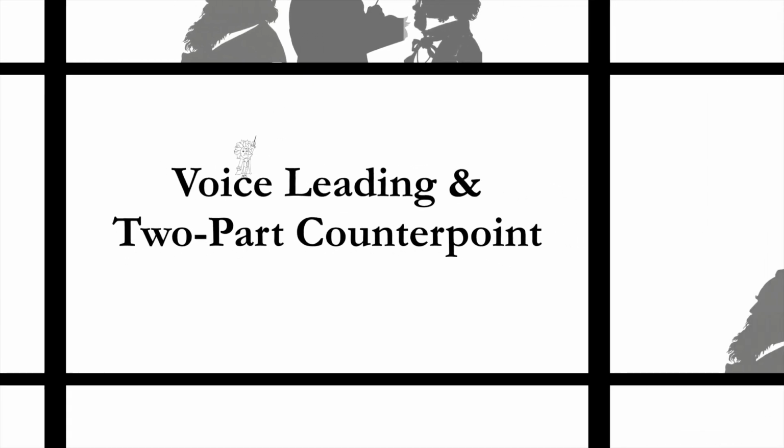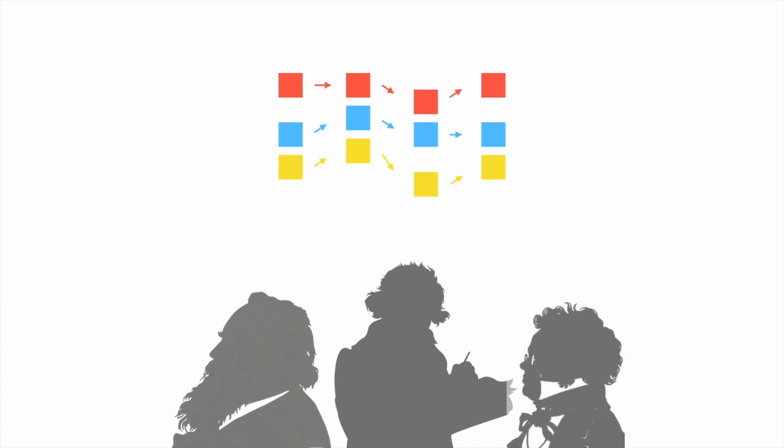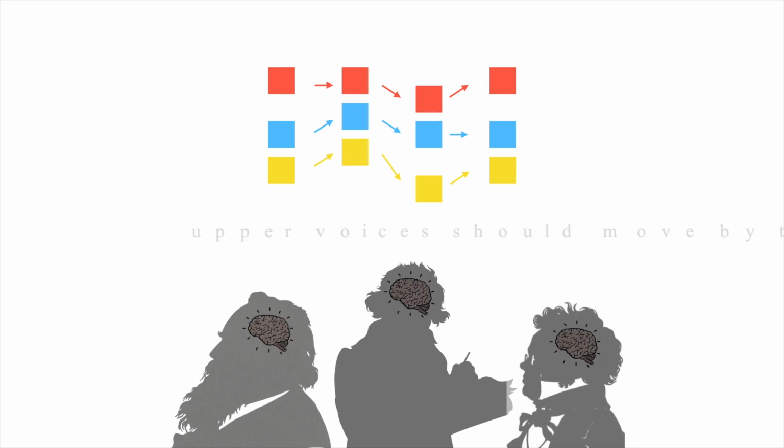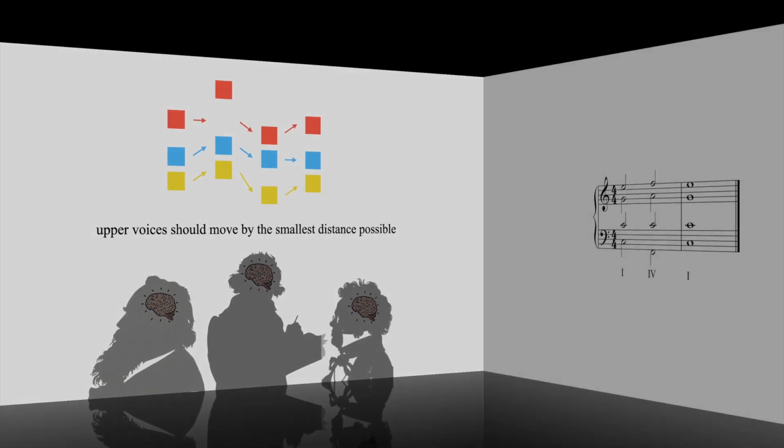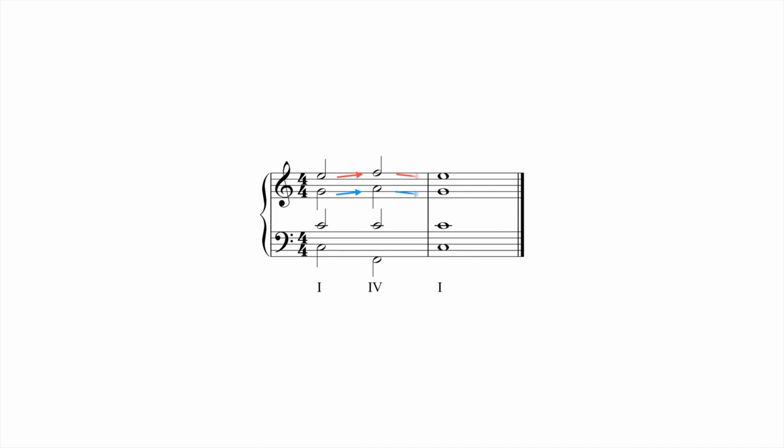Music of the classical canon follows a specific set of voice-leading principles that privilege stepwise motion. In keeping with what we learned about human perception in the previous video, upper voices should move by the smallest distance possible, reserving leaps for special occasions. In this progression, the soprano and alto move by step, and the tenor stays on the same note.